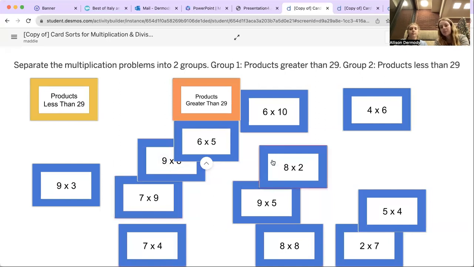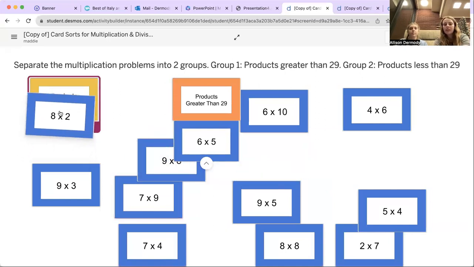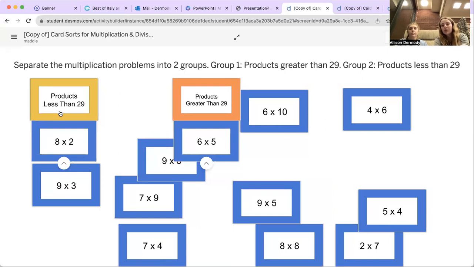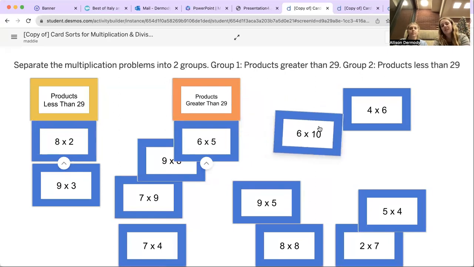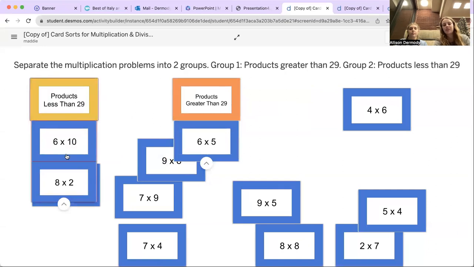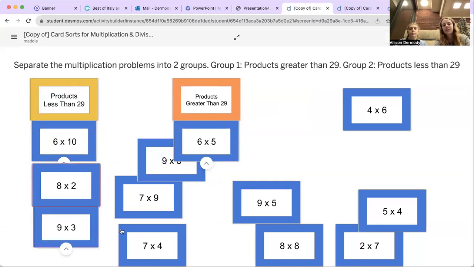So 8 times 2 is 16. So they would slide it over to less than 29. But it also lets you slide it over to either side, so that if they were to maybe be struggling, the teacher will be able to go in and see that. If they were to say that 6 times 10 is less than 29, it'll still just show up right under there. And now the teacher is going to be able to go in and see that, oh, maybe the student is struggling and they may need more support.